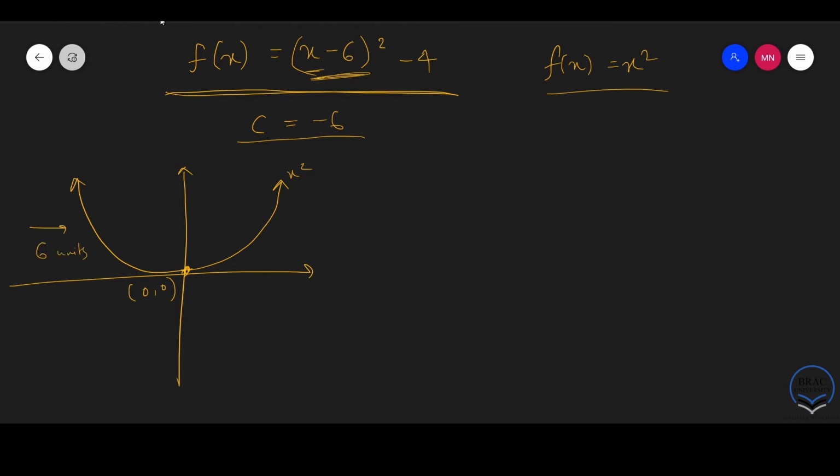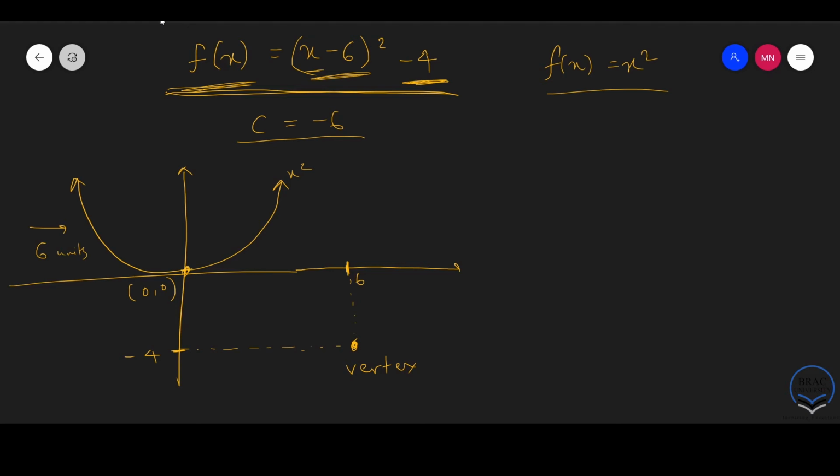So we will have, so if this is x is equal to 6, now we also have 4 being subtracted from our function, right? And that means that we're going to shift the graph 4 units downwards. So we will go 4 units down, and this will be our vertex, right? So this is -4, this is x is equal to 6, and this point will be our vertex, right?